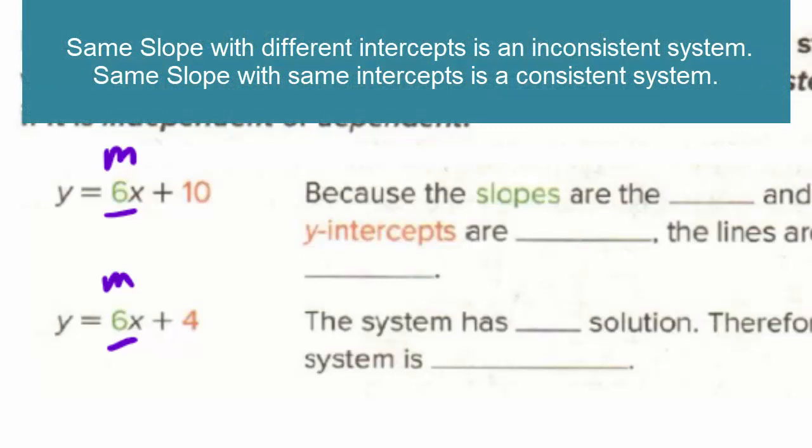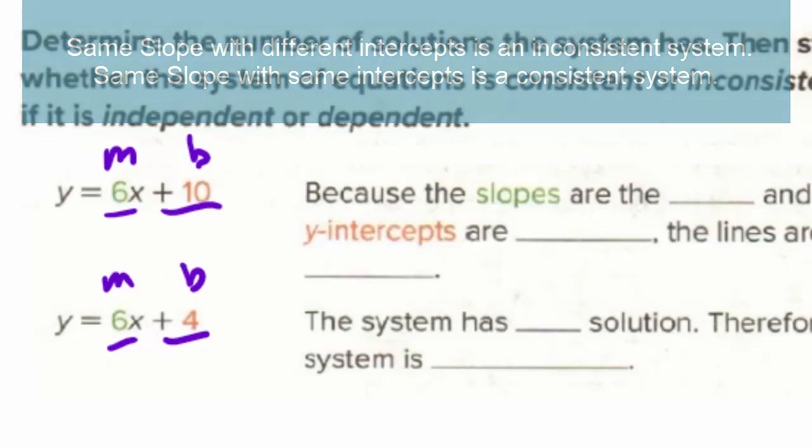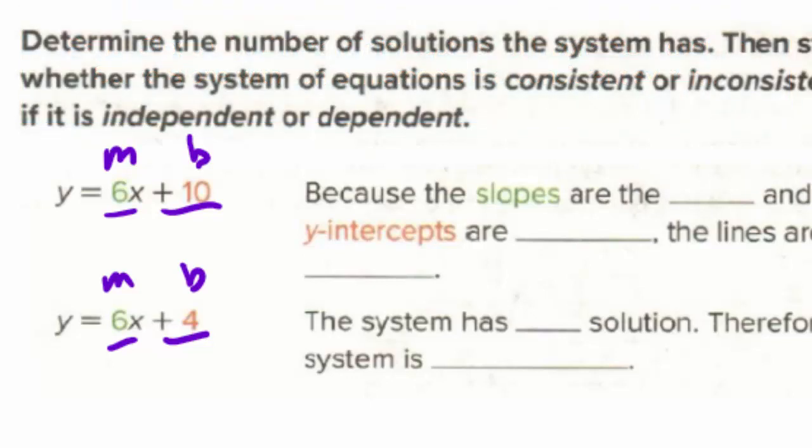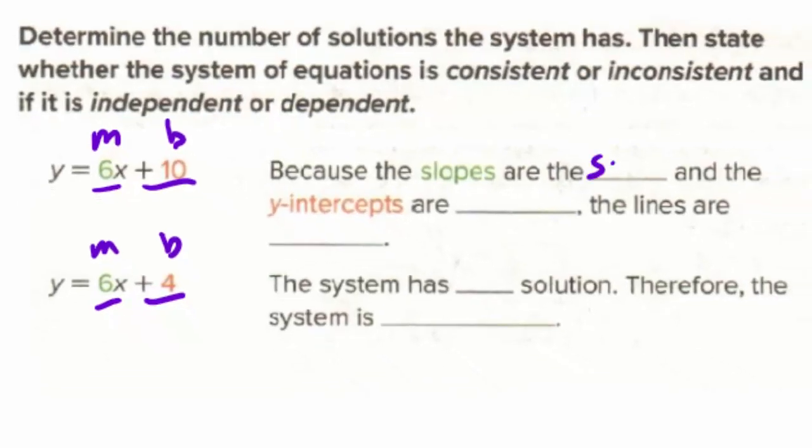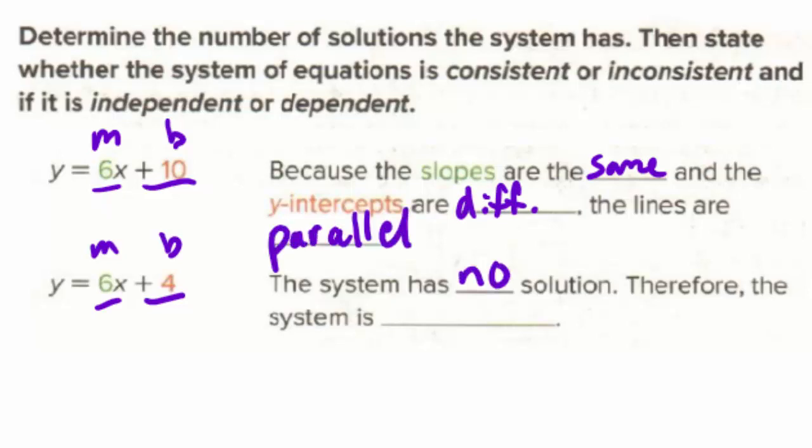The only way to tell is to look at the y-intercepts. So if we look at the y-intercepts, which are the b values here, you'll notice that the first one is 10 and the second one is 4, which means these two lines have the same rise and run, but they cross the y-axis at two different locations. Okay, so that means that they are inconsistent. Because the slopes are the same and the y-intercepts are different, the lines are parallel. The system has no solution, therefore the system is inconsistent.